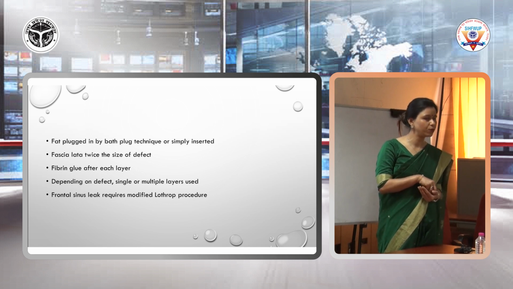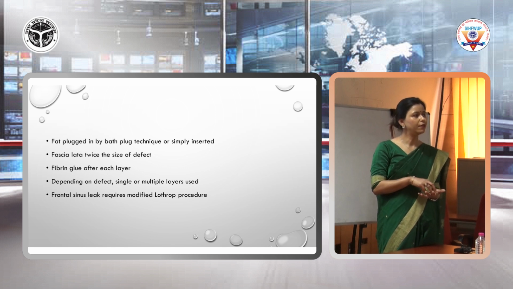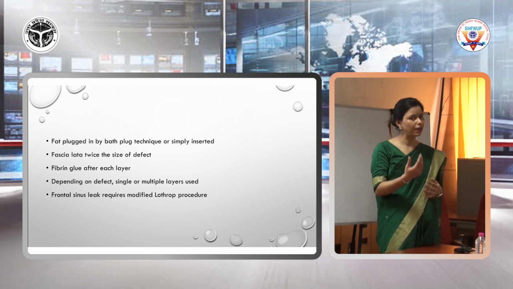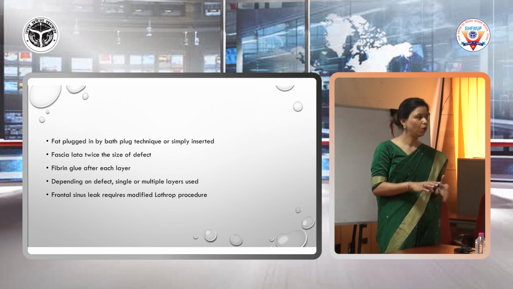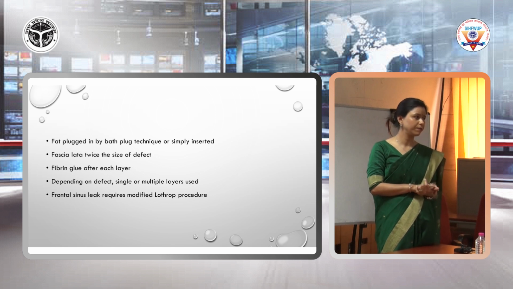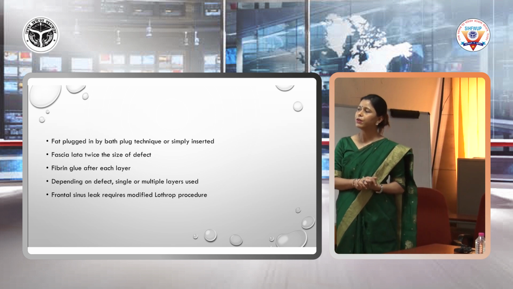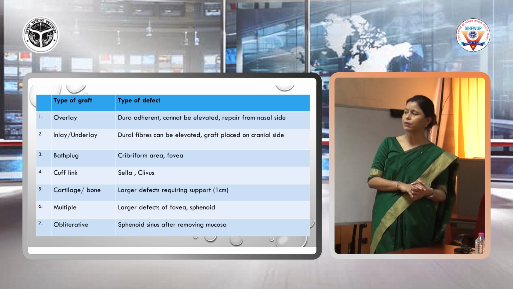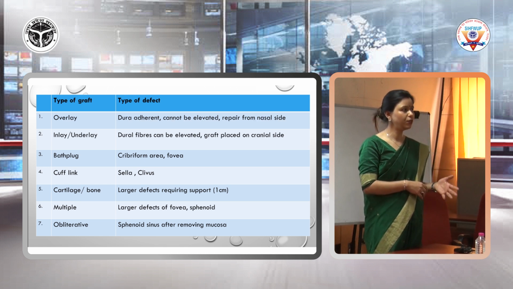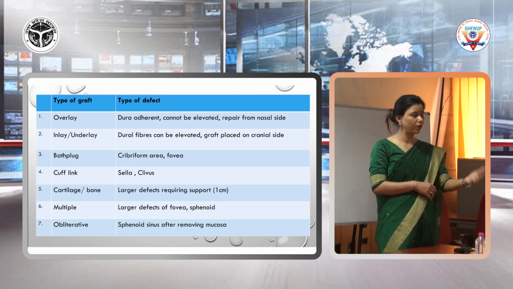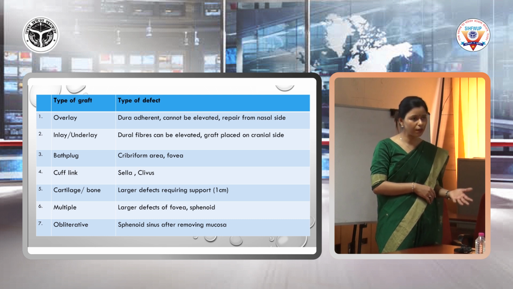Suppose there is a meningoencephalocele, then what happens? The brain adheres to the bony margins, and when there are adhesions, you cannot easily remove it. So the space is very little and the fat will not enter there. In that case, even Professor P.J. Wormald advocates fascia lata or some kind of fascia, underlay technique. Fascia lata is taken twice the size of the defect, and fibrin glue is placed after each layer. Suppose we have put one fascia, then we can put a mucosal graft, or a Hadad graft.